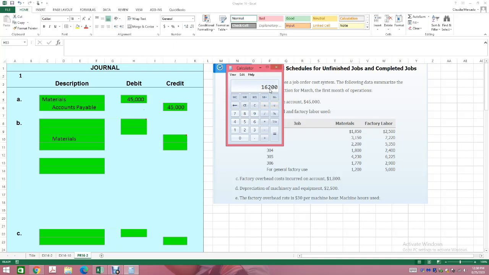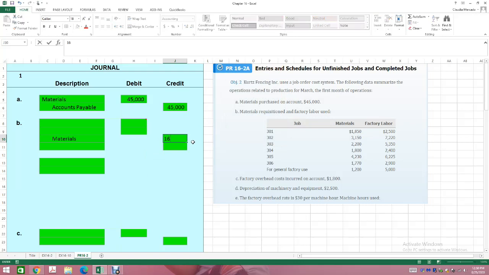So we pulled out from the warehouse $16,200 worth of materials. So I'm going to deduct those materials from what I have in my warehouse, that way I can know exactly what I have in my warehouse available. So I'm going to deduct $16,200 for my materials that I requisitioned.